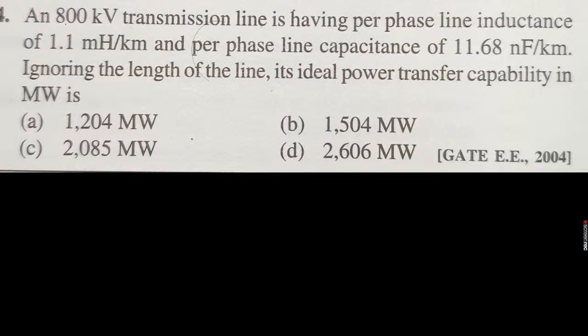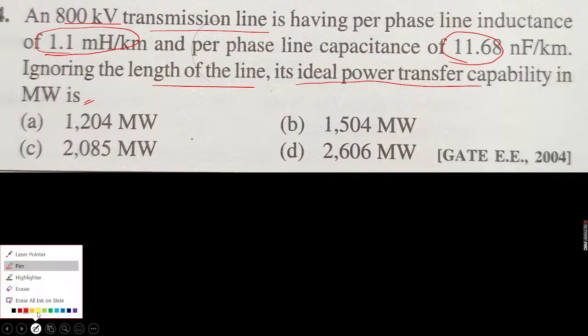If an 800 kilovolt transmission line has per phase line inductance of 1.1 millihenry per kilometer and per phase line capacitance of 11.68 nanofarad per kilometer, ignoring the length of the line, its ideal power transfer capability in megawatt is dash. That is the question. Anyone? What will be the answer for this question?